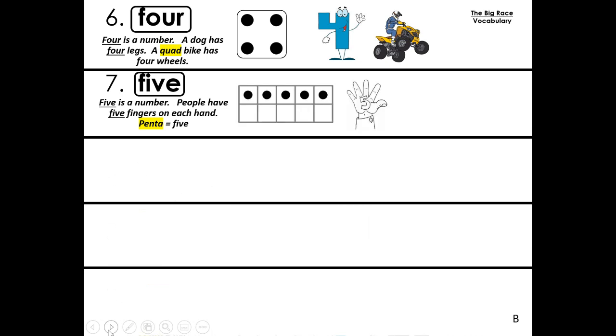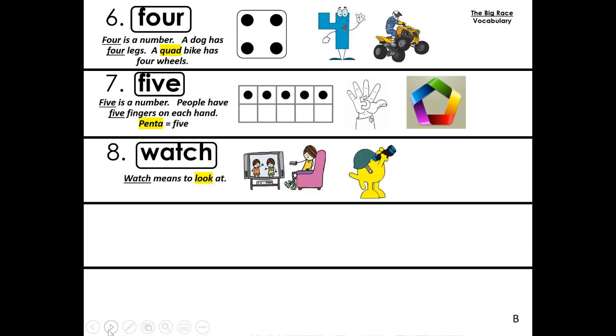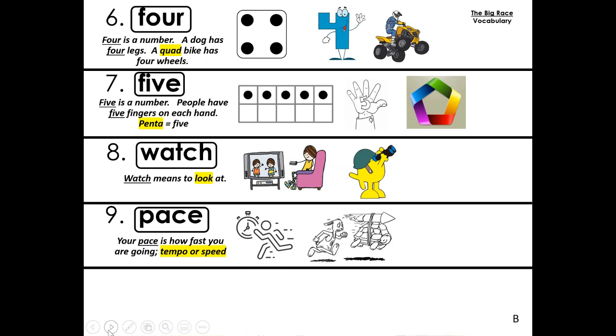People have five fingers on each hand. Penta also means five because a pentagon shape has five sides. Penta, five. Number eight, watch. Watch means to look at. Number nine, pace. Your pace is how fast you are going, tempo or speed.